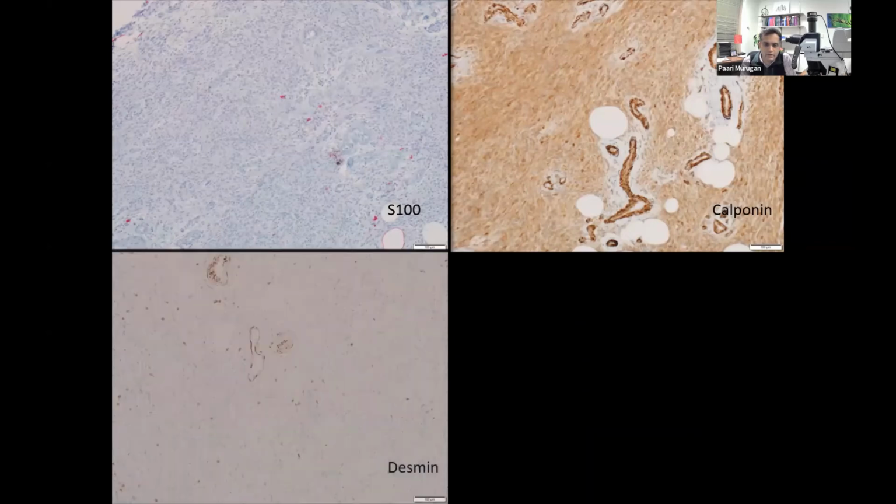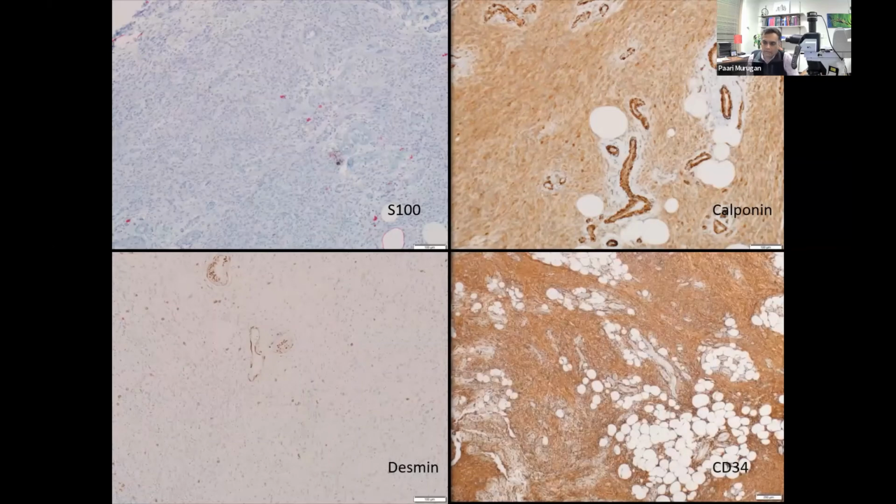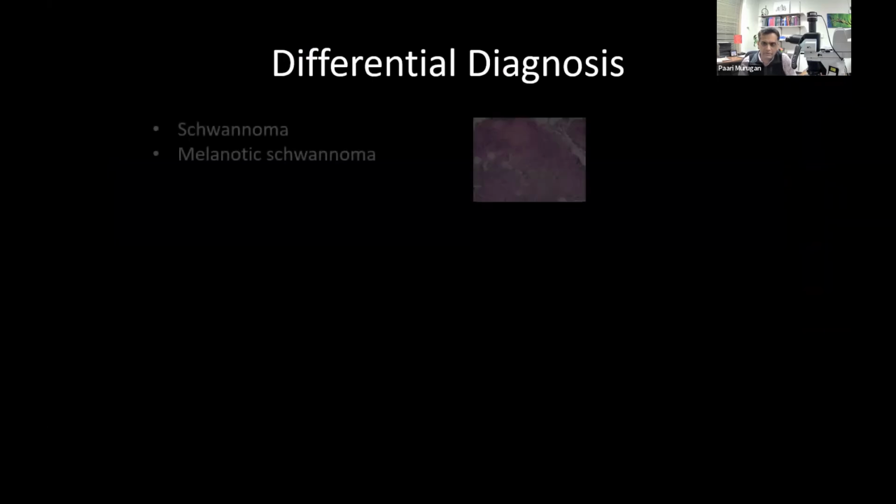That's a consideration. However, desmin was completely negative. You do see some scattered cells here that are positive, but this is non-specific staining in mast cells. Finally, CD34 again is very strongly and diffusely positive in this tumor. So with this picture, maybe we want to entertain some additional differential diagnosis.